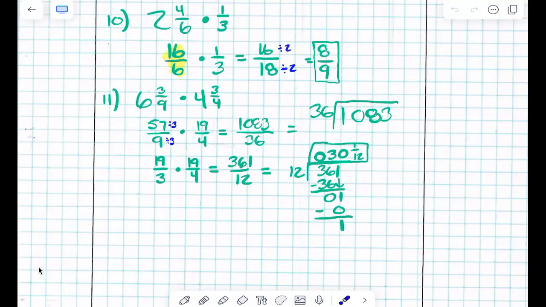Is it better to reduce earlier in the problem or later in the problem? Earlier. Why? Because it makes the numbers easier and smaller, right? We good?